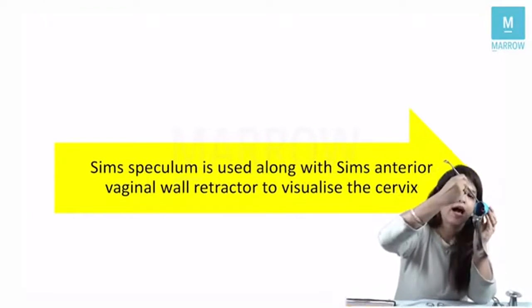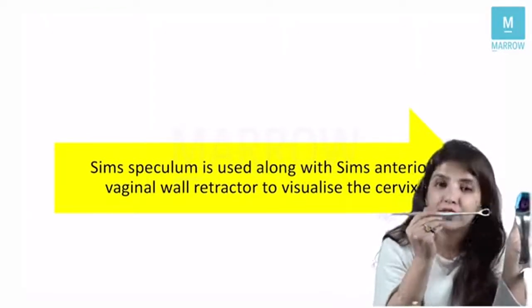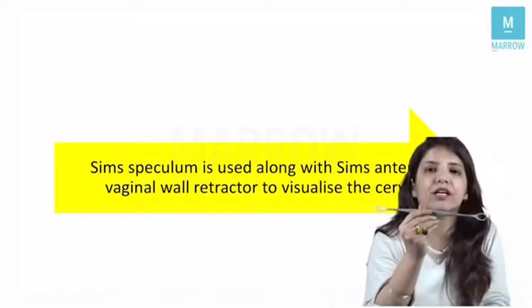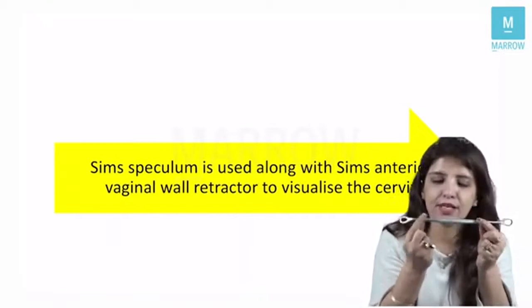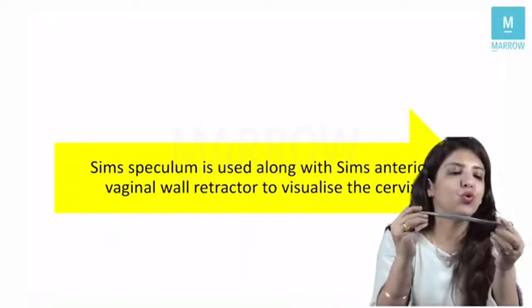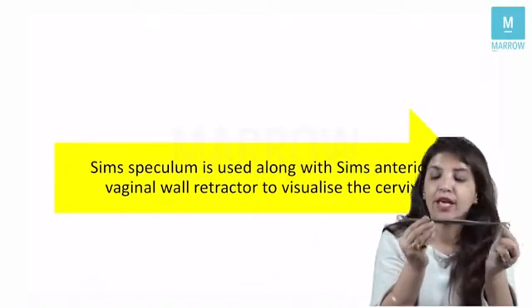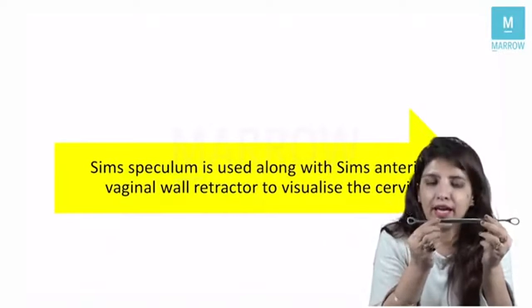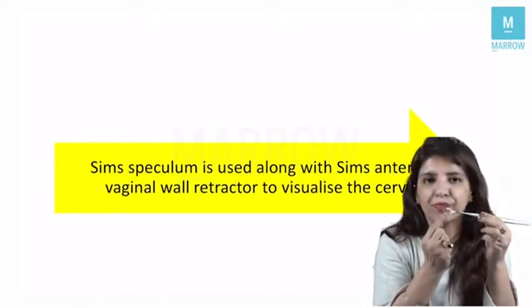Right? The anterior wall is retracted with this instrument. This instrument is the anterior vaginal wall retractor. As you can see, this is a tubular instrument which has got two loop-like ends, two ring-like ends, right? Now, in the ring-like ends, you have to note that there are serrations which are present, right?